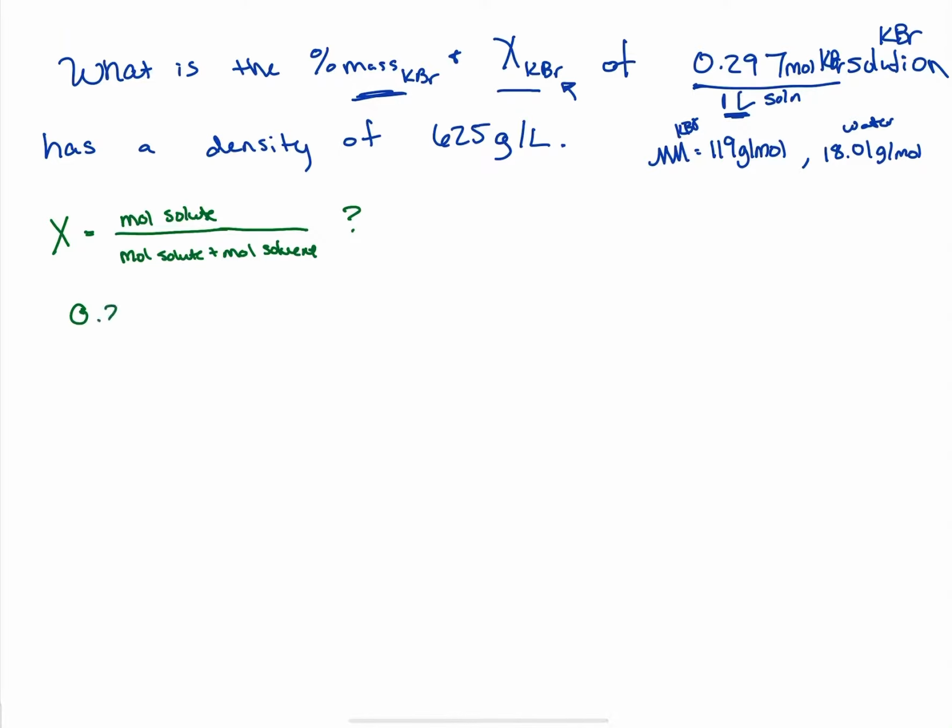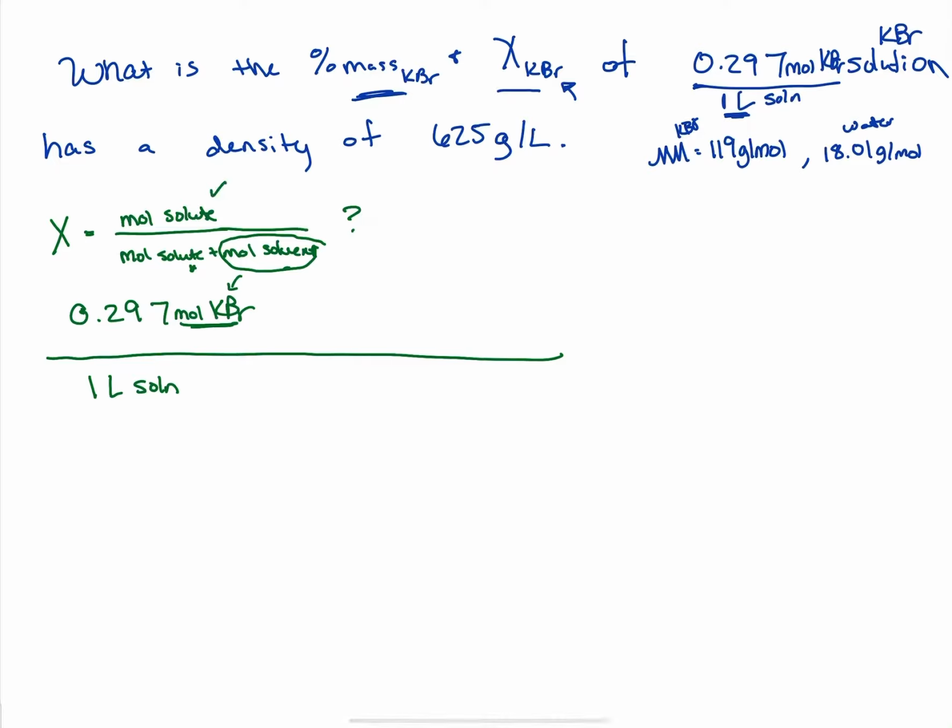And this is what I have. I'm starting with my molarity, 0.297 moles of KBr over 1 liter of solution. Now, my solution, remember, it's made up of these two things. And I already know that I have this many moles. What I need to get to is solvent. So notice I have this amount, and I even know how many moles are in it of the solute. I just don't know the moles of solvent.